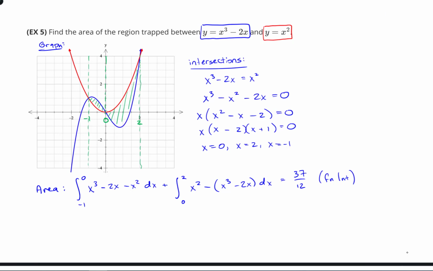Okay, now in terms of what's expected for these types of problems on exams especially, you're often going to be asked to possibly provide a graph for supporting evidence, what the intersection points are for supporting evidence, and what the integral that got you to the answer.